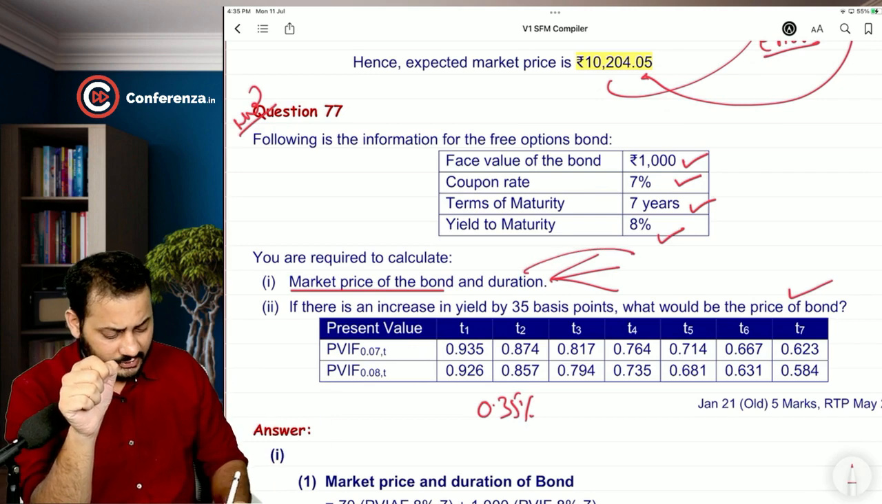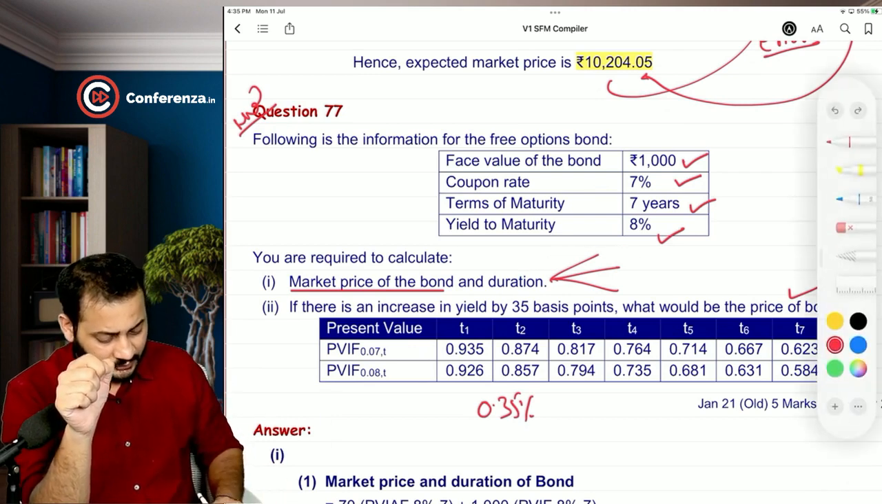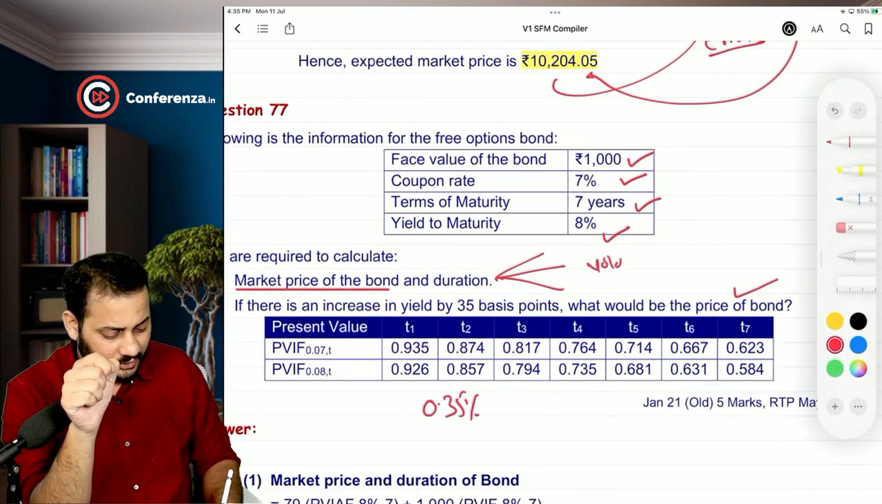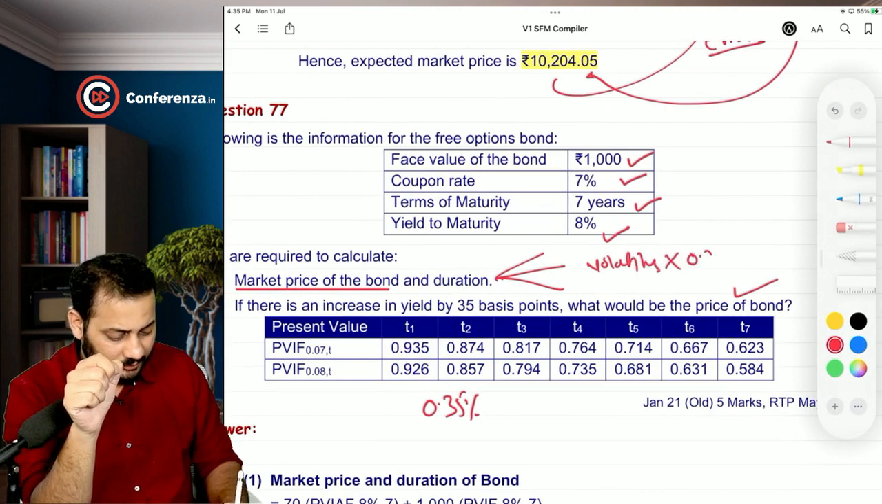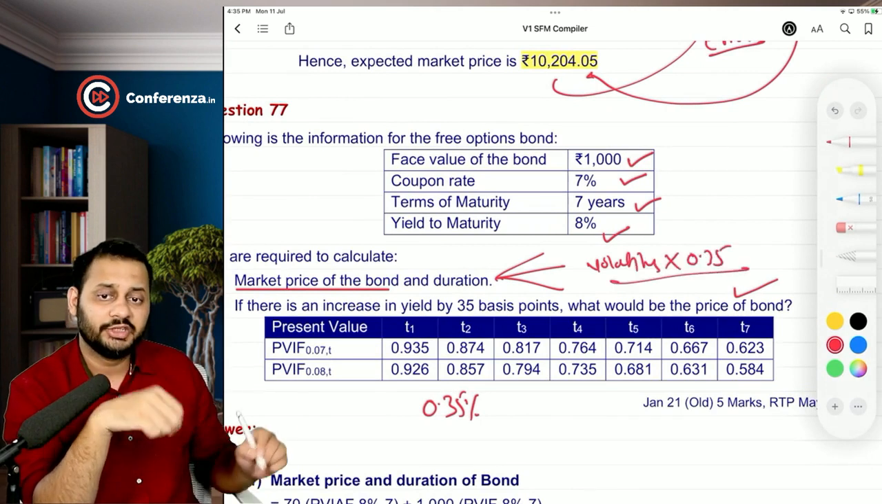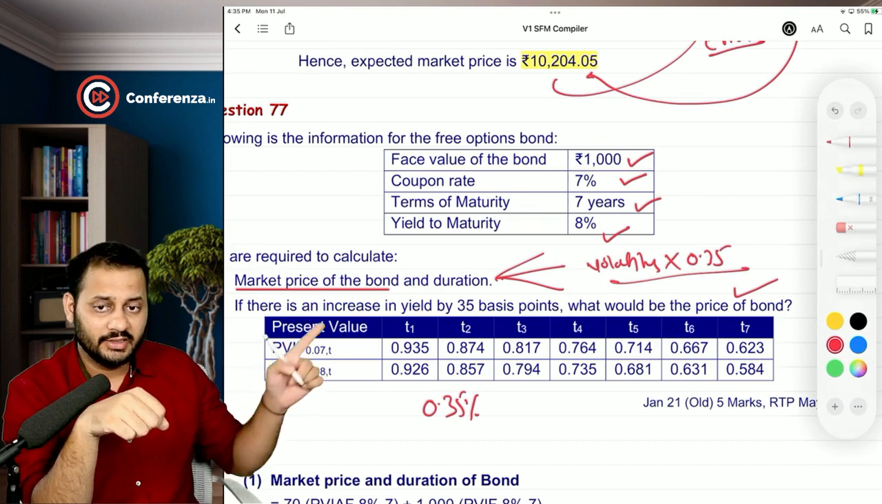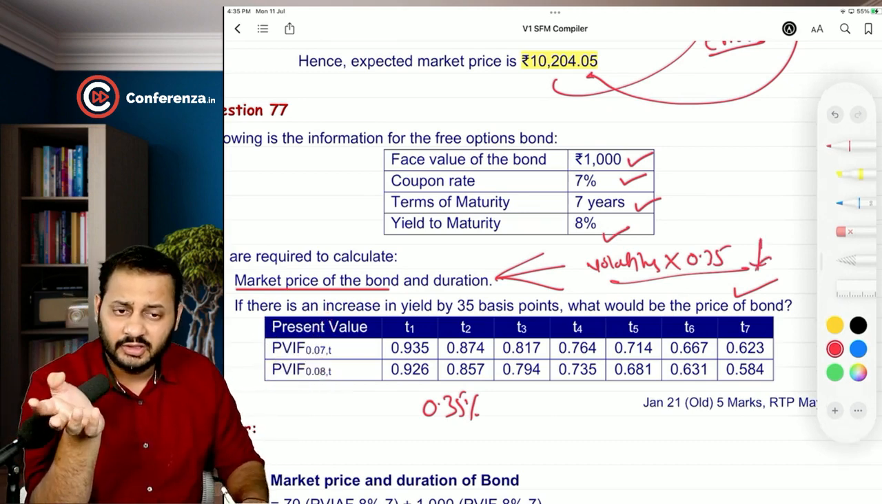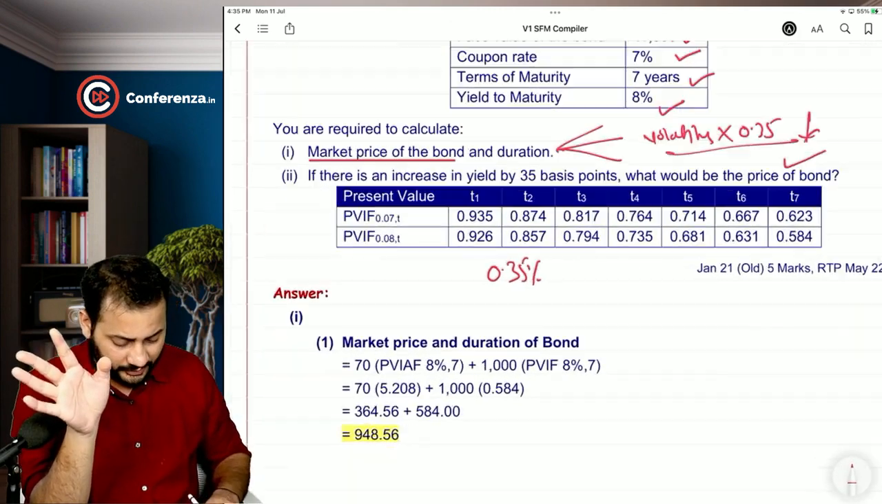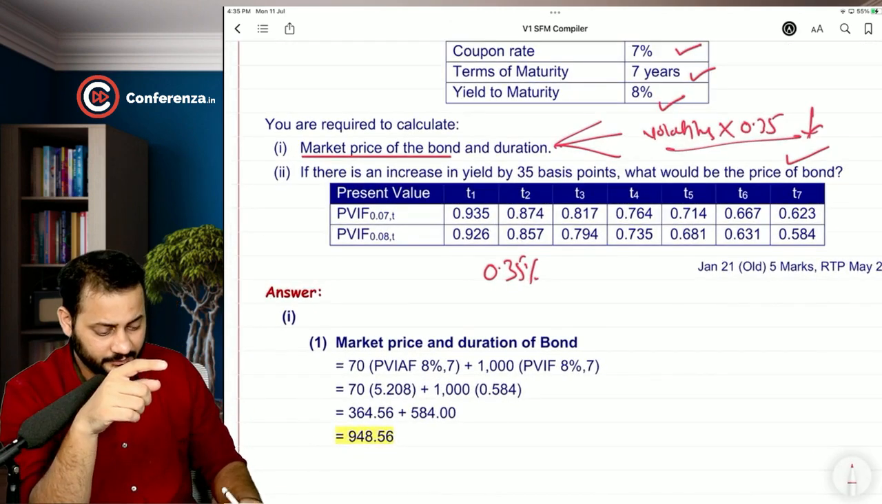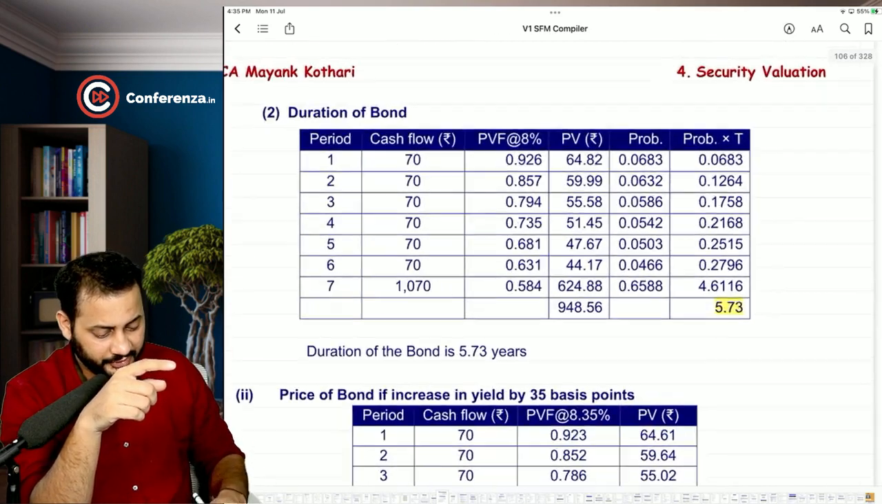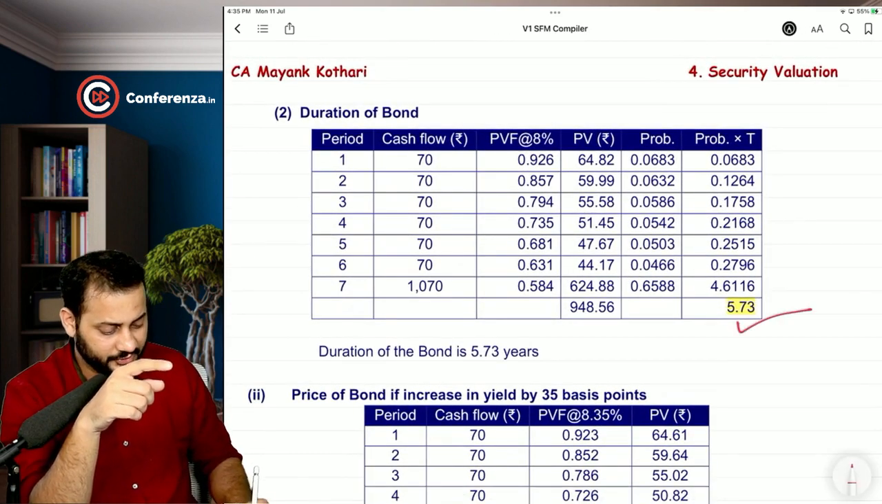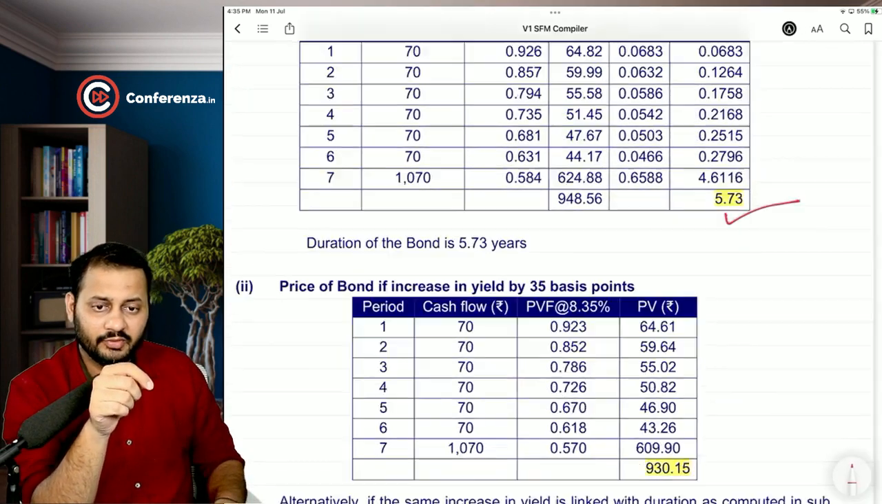Whatever it is, you will have to do one thing. After calculating the duration, you will have to calculate the volatility. Volatility multiplied by 0.35 will be the change in the market price. And see, yield is increasing, the market price will decrease by this much percentage. It's easy, we have seen everything about it. So this is going to be the market price. Then duration, as usual, the same method of duration, 5.73 years. Then you will have to calculate.